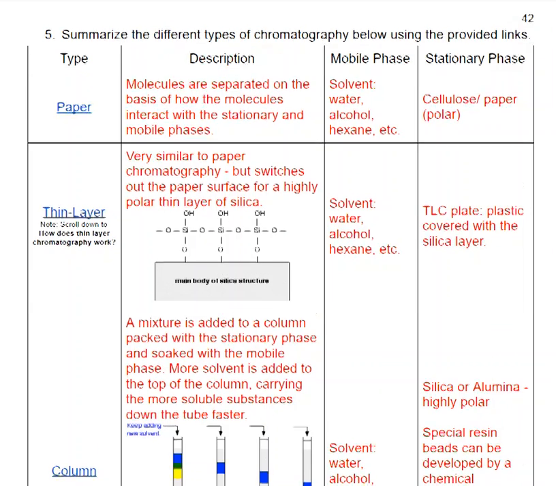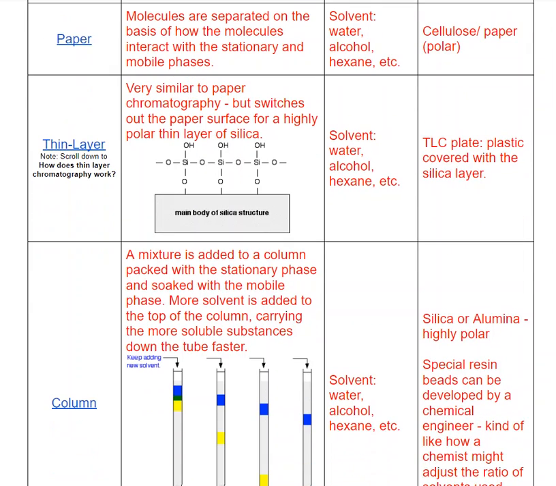In the case of thin layer chromatography, very similar to paper chromatography, but instead of paper, we have a highly polar thin layer of silica. So my TLC plate is like a little piece of plastic that's covered with this sort of chalky silica layer that's incredibly smooth and flat. And it's a very highly polar surface.